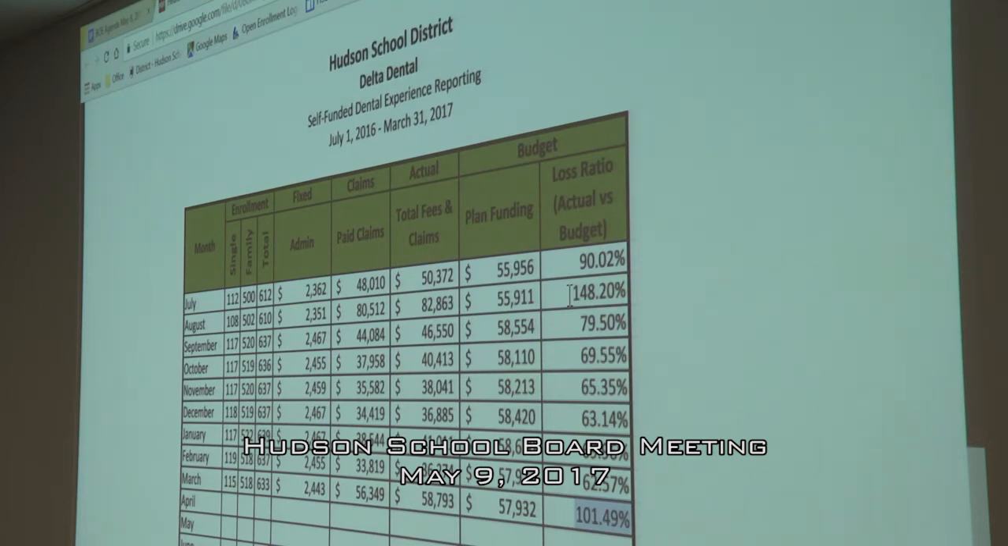It might not match up exactly with when somebody visited a dentist or a health provider. And how is the fixed portion of our premium set? It's fixed. And that's what Delta, we're fully self-funded with Delta. So Delta's the administrator of the plan.